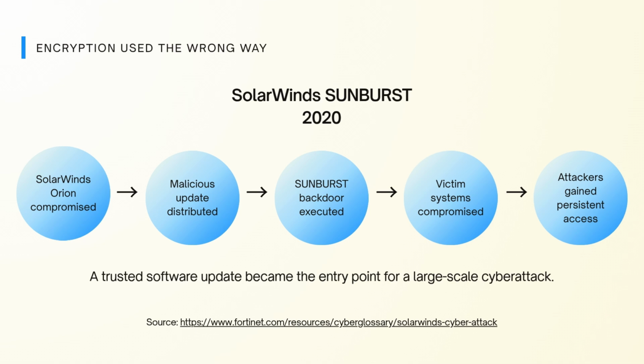To make this concrete, I'll look at the SolarWinds SUNBURST attack from 2020. It started when SolarWinds Orion software was compromised, allowing attackers to distribute a malicious update. Once that update executed, the SUNBURST backdoor activated, compromising a victim system and giving attackers persistent access. What makes this attack so dangerous is that it came through a trusted software update, the entry point for a massive supply chain attack.